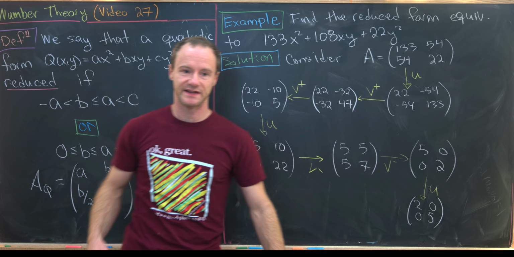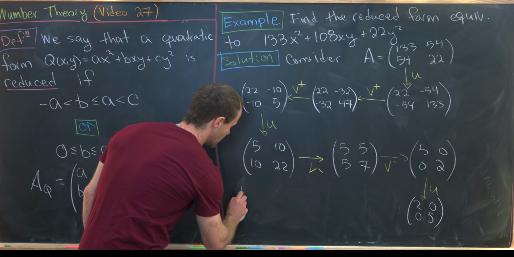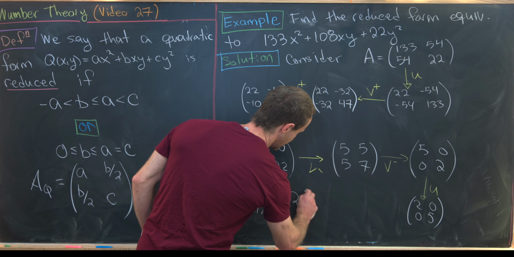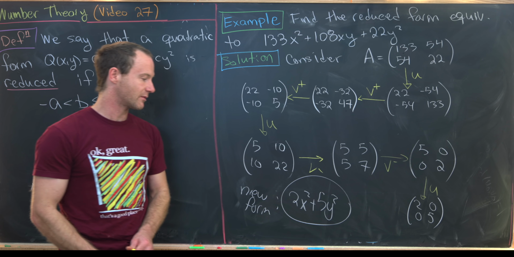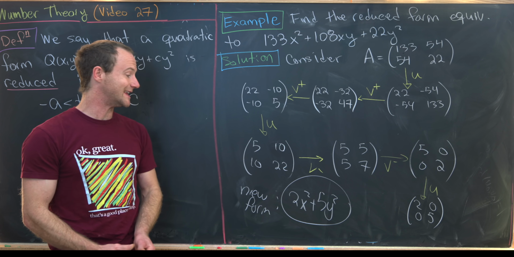This rule over here is satisfied. So that means that we have a reduced form, and our new quadratic form is the following: 2x squared plus 5y squared. And you can imagine it's probably easier to work with this quadratic form than it is this quadratic form. But by the equivalence, as we'll see, anything you can prove about a quadratic form like this, you can also prove about a quadratic form like this. Okay, we've got a big theorem before we finish it off.